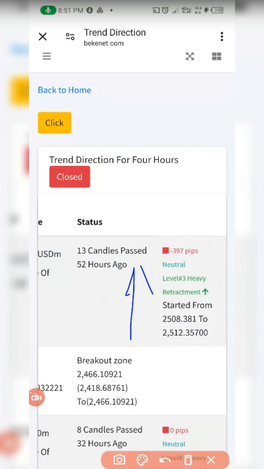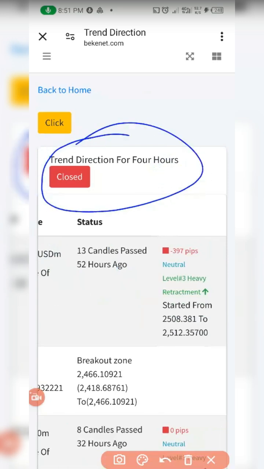But the original trend direction is bearish on 4 hours, not the overall trend direction. This is only giving us analysis based on 4 hours. But the 4 hours is telling us it is a bearish move. But there's a retracement currently going up.